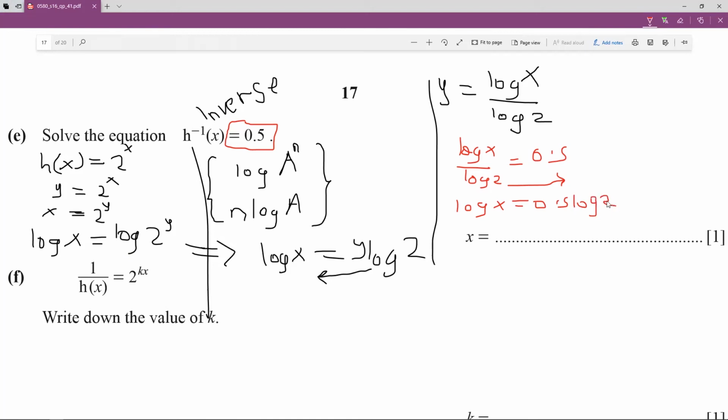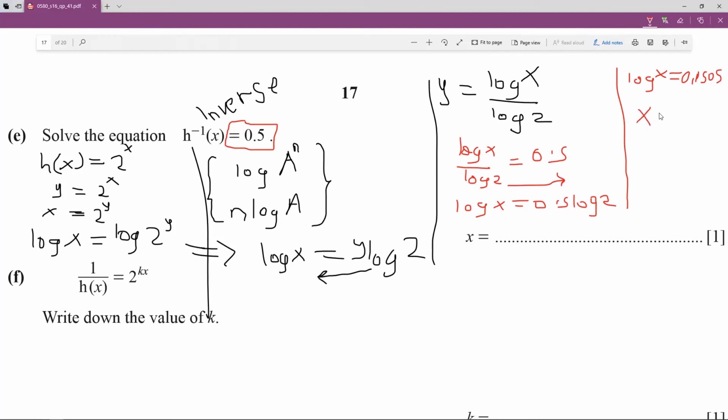Okay, write it nicely. Then to get x, let me just finish with the right hand side first. So log x equals to 0.5 log 2. Okay, you just type 0.5 log 2 in your calculator. I end up with 0.1505. Wow, this space is squeezed. But I've managed to fit it right there.